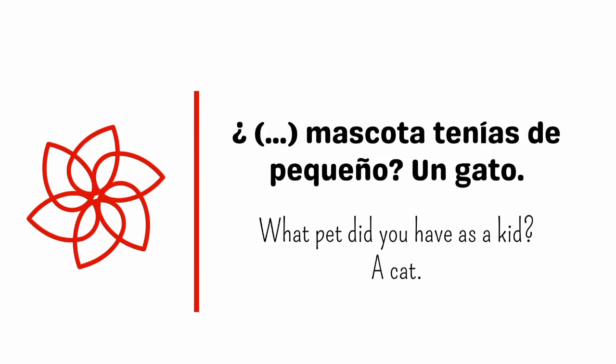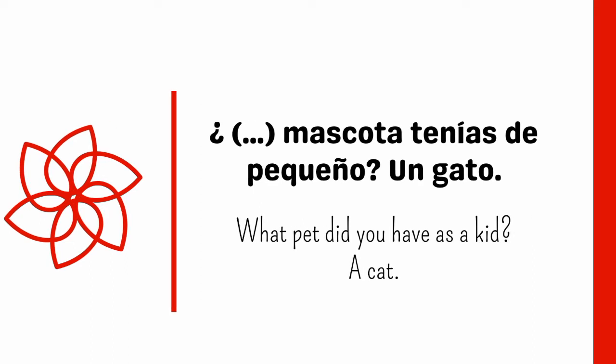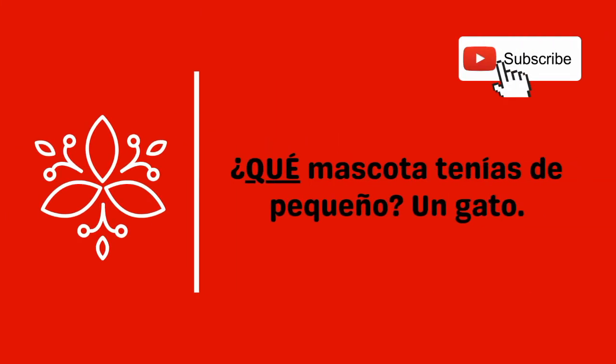Décima frase. Missing interrogative pronoun. Mascota tenías de pequeño. ¿Un gato? And we could do a word-by-word translation here. ¿Qué mascota tenías de pequeño? ¿Un gato? What? ¿Qué? Well, notice that de pequeño means as a kid. De pequeño.